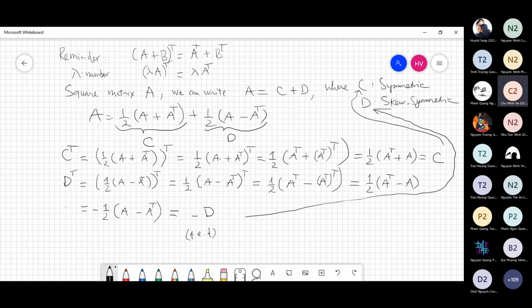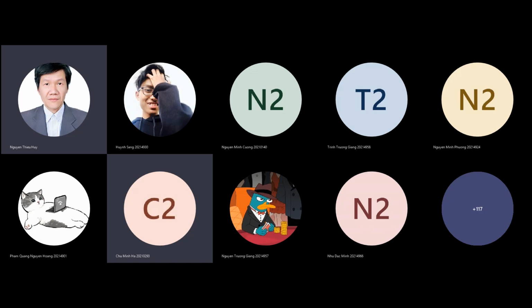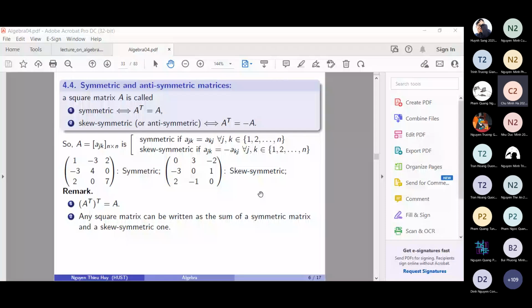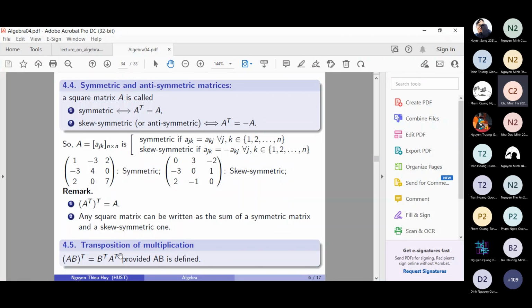Okay, we'll return to the slide. I want to give you the last property related to transposition here. So you take the transposition of a product, then you can prove that easily, but it's long. So I don't prove this now. So A multiplied by B and then transposition is equal to BT multiplied by AT, provided that AB is defined and BT and AT are defined, then they are equal.